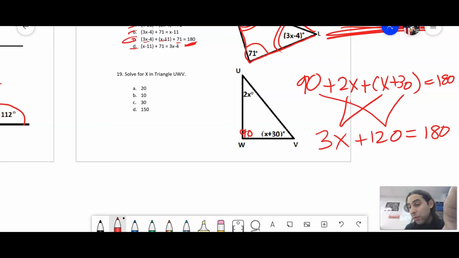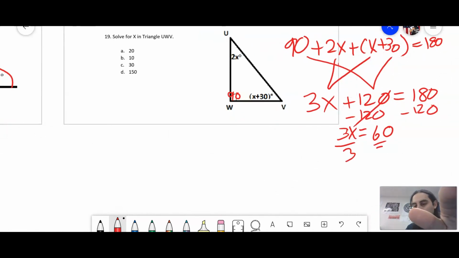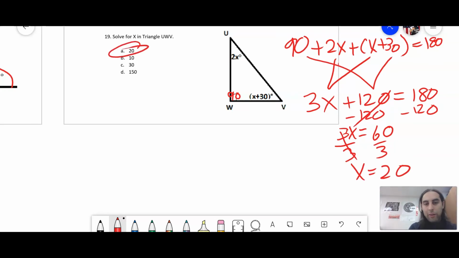We get rid of our loner by doing the opposite of plus 120, minus 120. And we always do it on both sides, which is 60. And our last step to get rid of that 3 is to divide. 60 divided by 3 is 20. All right, so we solved for x, and we could plug x back in to get 20 plus 30. So this one's going to be 50. And then 2 times 20, this would be 40 if we wanted to. Okay, but the answer for A is 20.